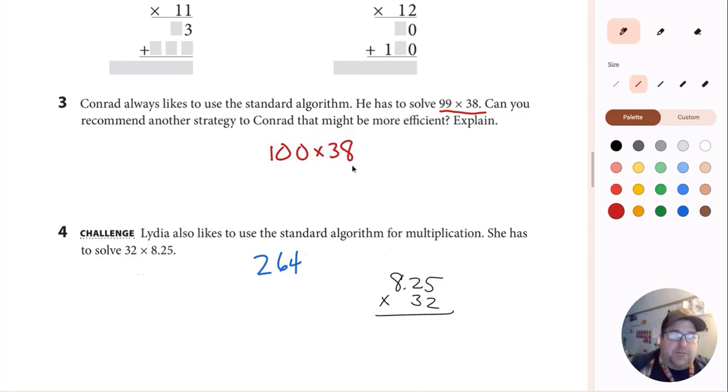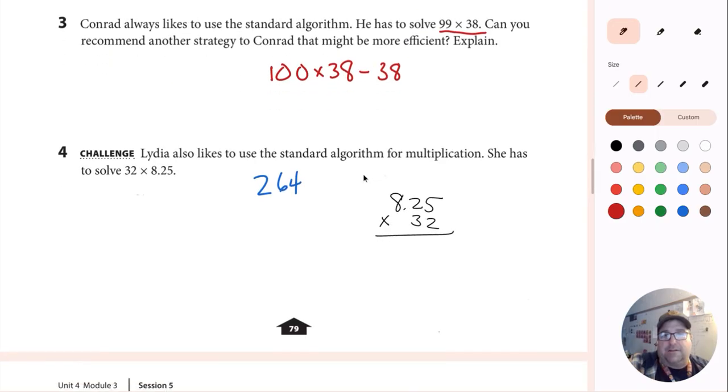Because multiplying by 100, we're just going to place a couple zeros, right? But since we went one too many, we're going to have to take away a group of 38. So that's the answer. You don't even have to solve it. We just want to talk about that strategy, right? If you're around a friendlier number, you can make it a friendlier number, and then we just have to either add or subtract, depending on what you did.